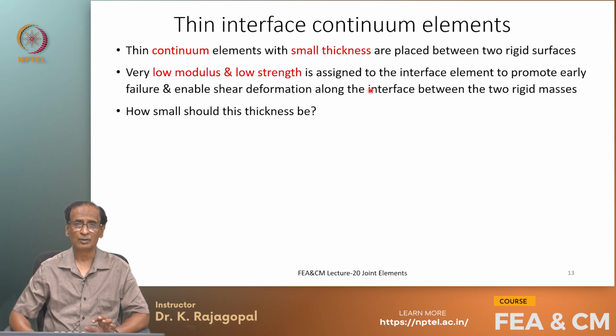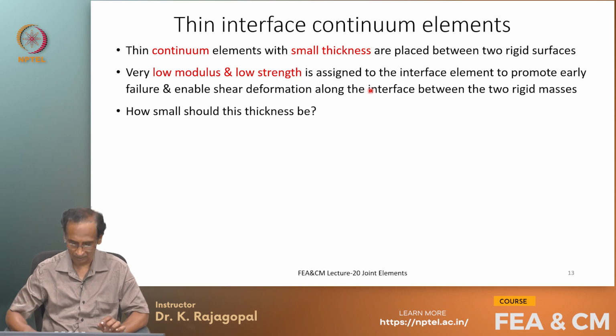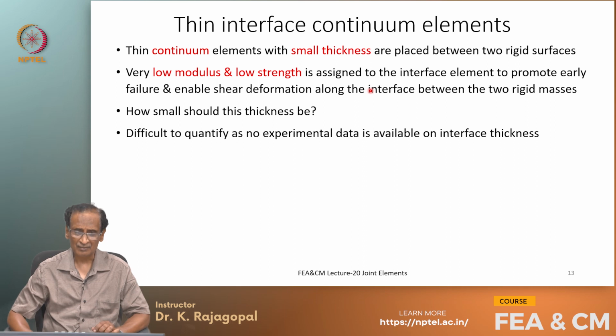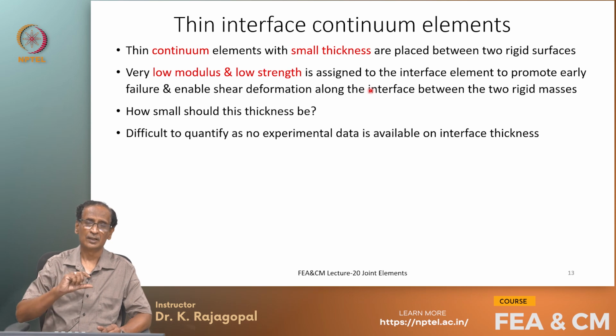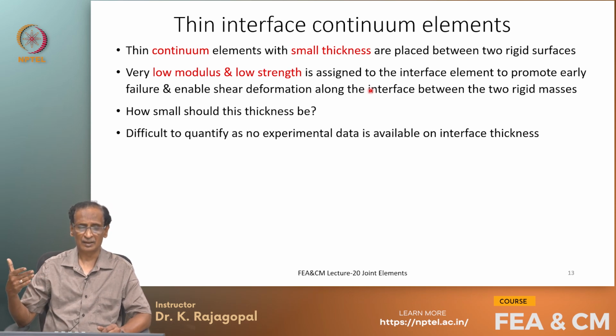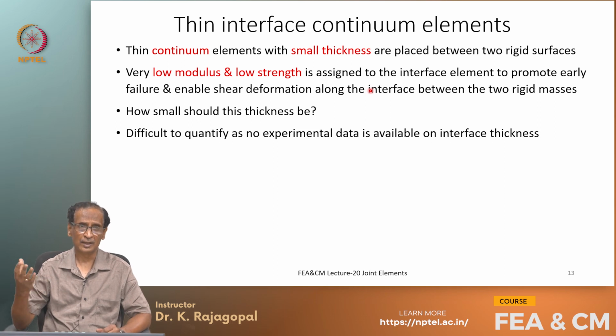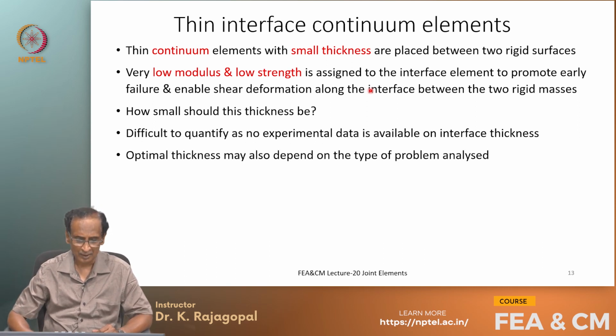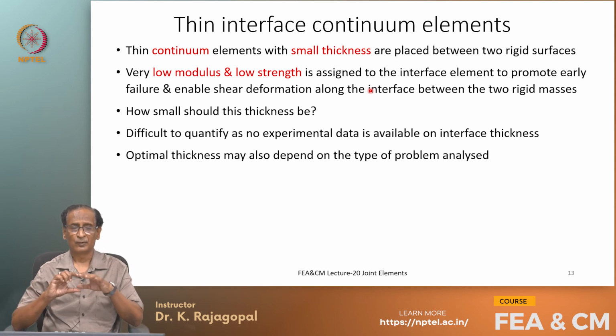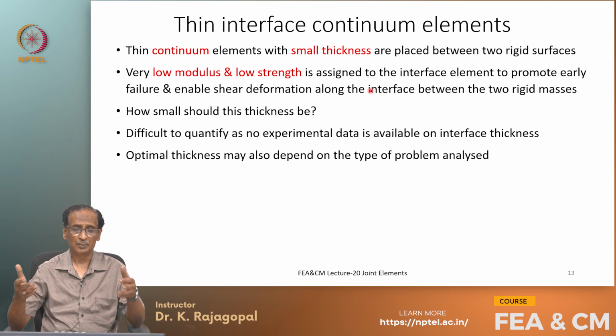But then, small thickness means how small should it be, whether it should be 0.1, 0.01, 0.0001, and so on. And the main problem is we do not have any experiment to quantify the interface thickness, because that depends on the type of soil and the type of interface, whether it is a smooth interface or a rough interface, and whether your soil is going to dilate. In that case, the effect of the interface might propagate deep into the soil, and so on.